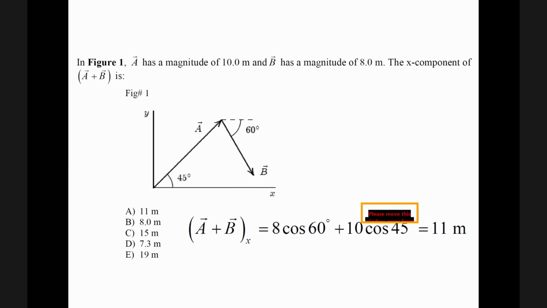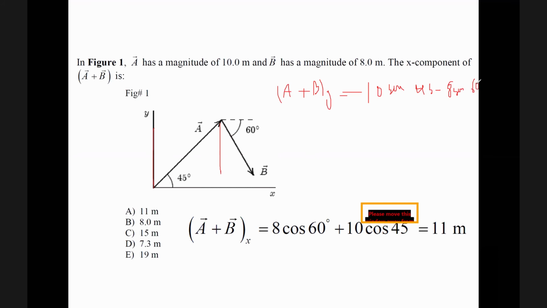Let's solve the Y component, we will solve it together. So what is the Y component of A plus B? The first one, the Y of A, is 10 sine 45, plus or minus? Oh, this should be minus. Minus 8 sine 60. This is the solution for Y.